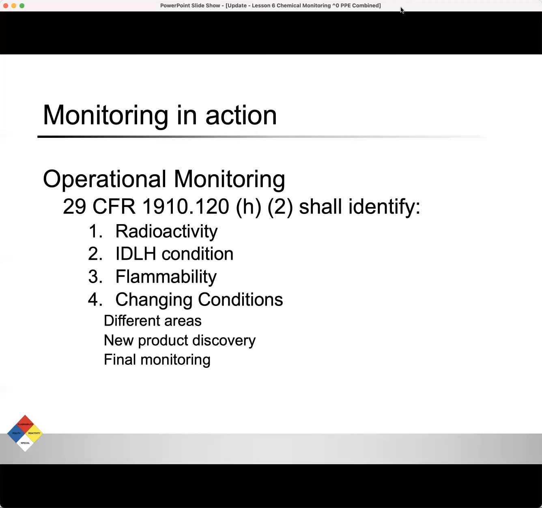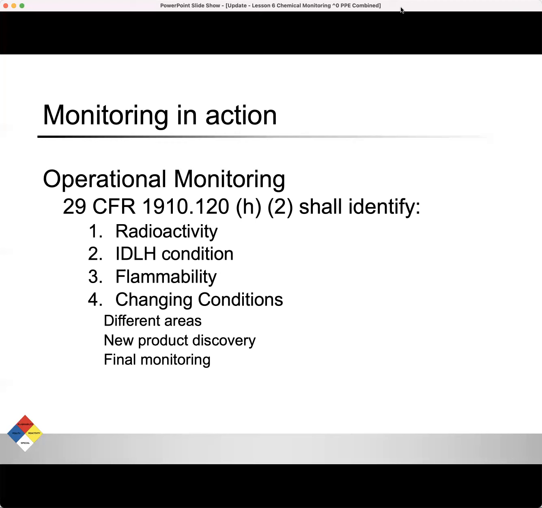We have developed our defensive plan, and now we're putting it into action. We need to do monitoring throughout the operation for these 4 things. And the last thing, changing conditions. So maybe the product is in different areas. Maybe it's moved. Maybe it showed up in an area that we didn't detect it in earlier. Maybe there's a new product that we didn't know about that's now leaking that wasn't before.